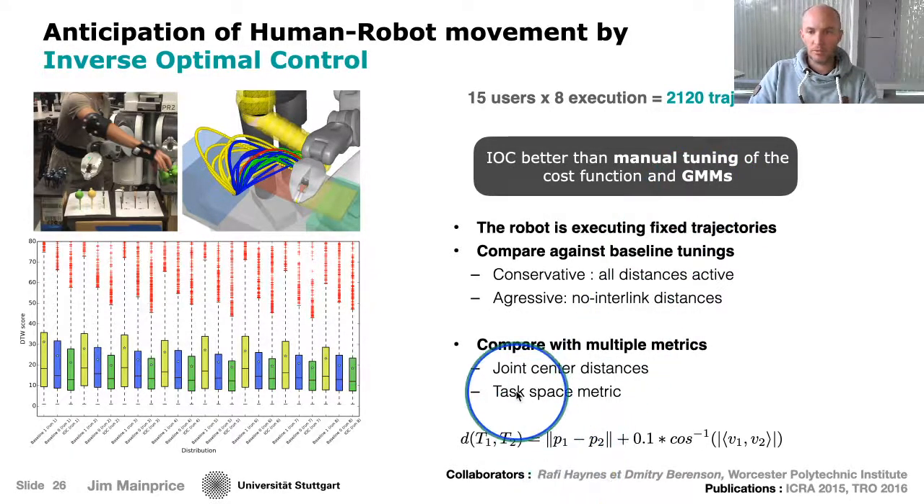So for the metrics, we use joint center, which is kind of classic in human movement prediction, as well as task space metrics. So where we combine the rotation at the wrist with this formula here. This is the quaternion.